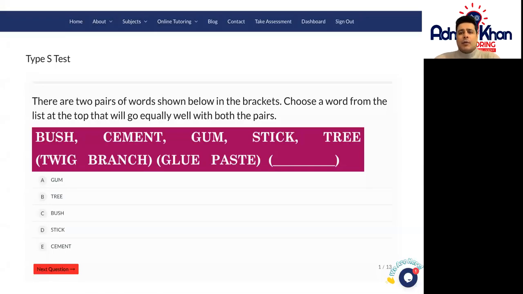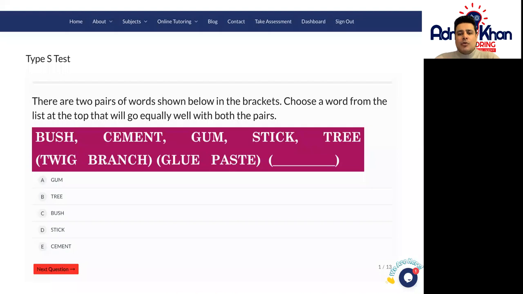These are type S questions. So let's have a look at the first question. There are two pairs of words shown below in the brackets, and these are the two pairs of words that you can see at the bottom of the image. They include words such as twig and branch. That's one bracket. And in the second bracket, we've got glue and paste. So choose a word from the list at the top that will go equally well with both the pairs.